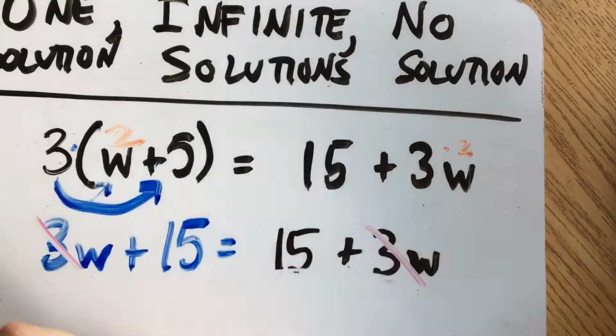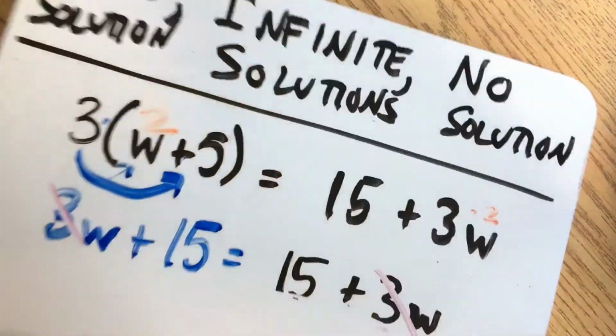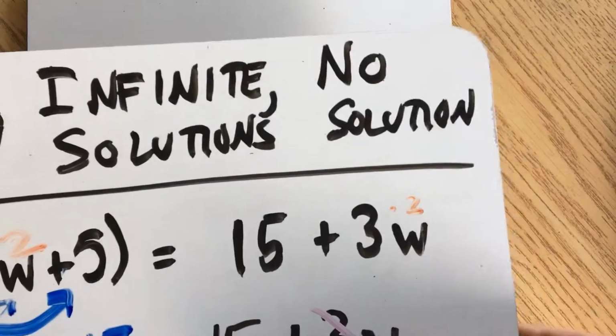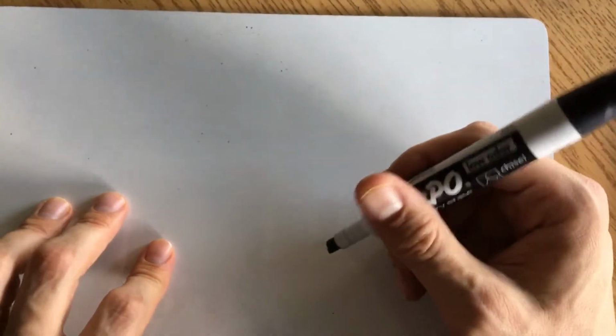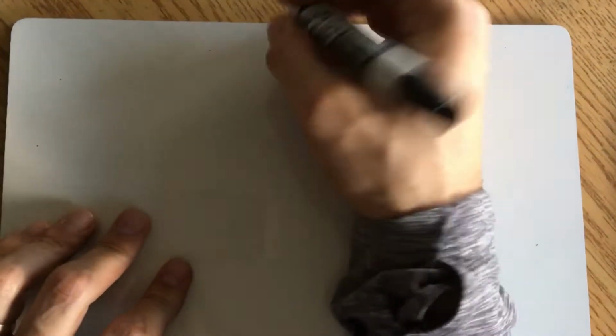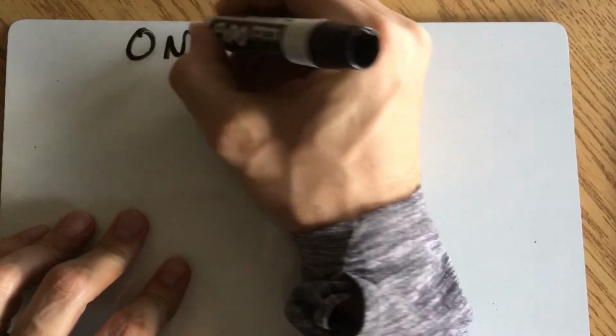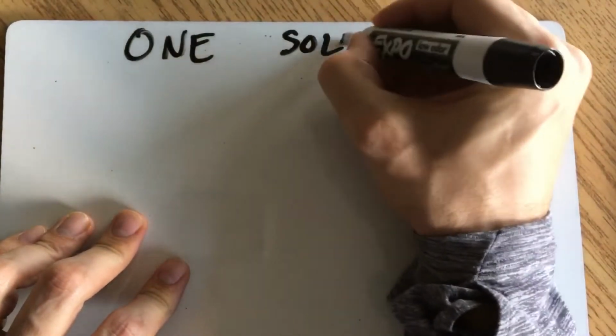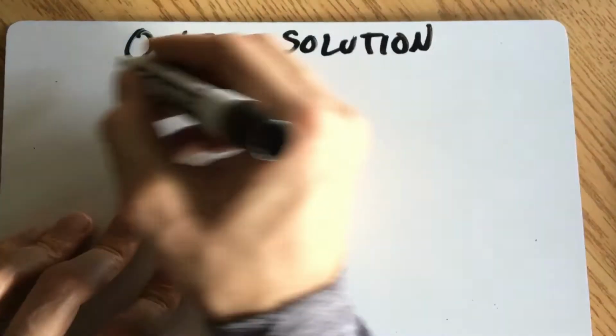So let me do a quick recap here before I move on, because I don't want to make this video too long. How can you tell if it's going to have one solution, infinite solutions, or no solution? Just by looking at it. Today, if you get good at this, you won't even need to work all of these out. So here's what it'll look like if it has one solution. An equation that has one solution will look something like this.